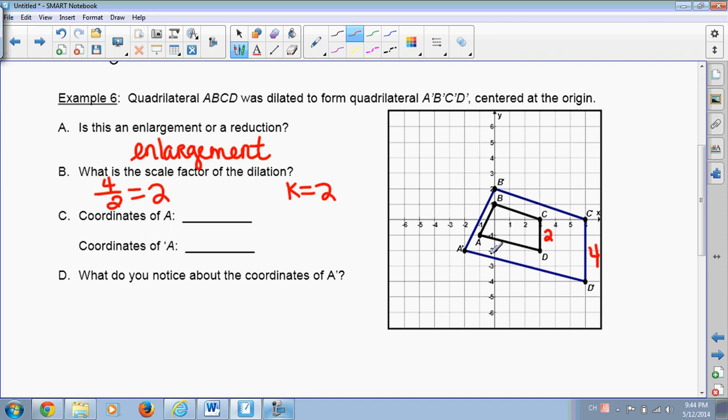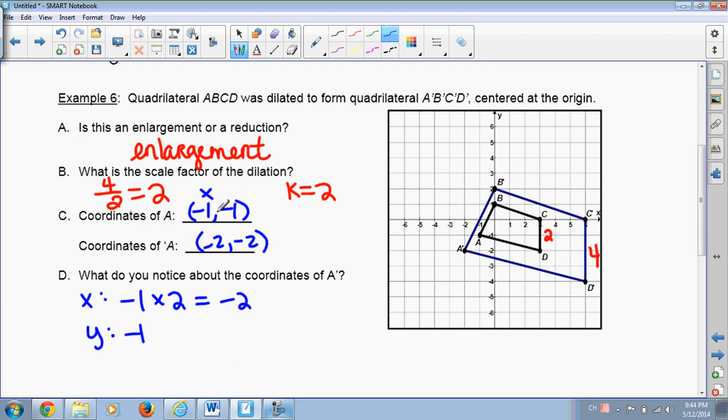Okay, what are the coordinates of A? Well, the original A was at (-1, -1). And the coordinates of A prime are at (-2, -2). And what did you notice about these coordinates? Well, obviously they doubled. If we took -1 and multiplied it times 2, the scale factor, we would get -2 for our x value. We took our y value, which was -1, and multiplied it by 2, and we would get -2, which is our new y value for A prime. You could do that for any of these points.